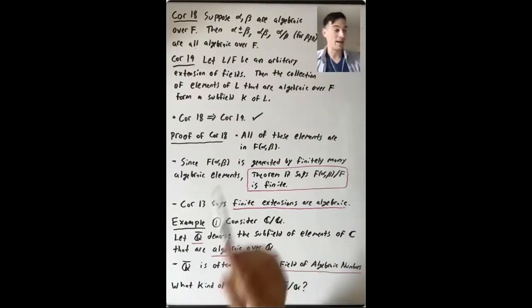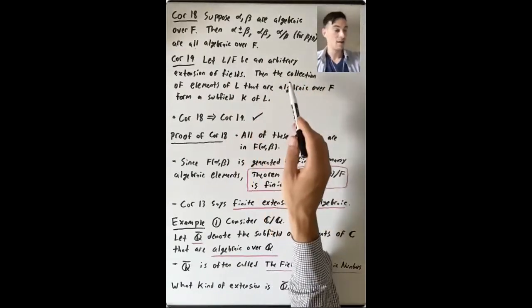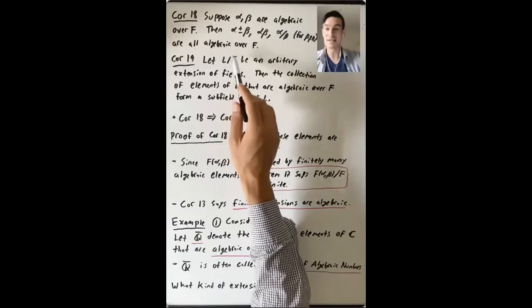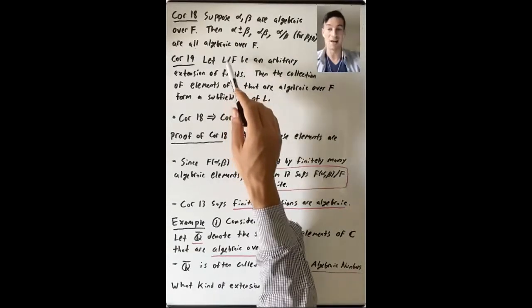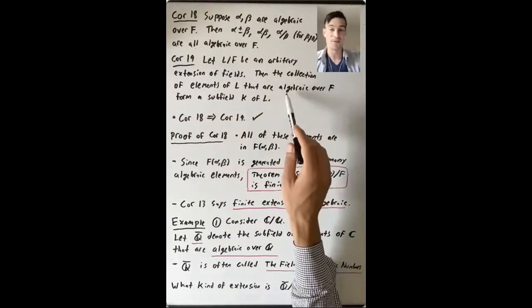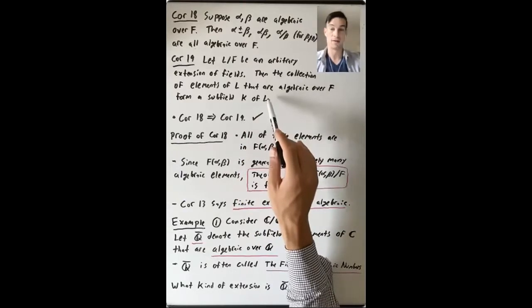A next corollary is if L over F is an arbitrary extension of fields, maybe this isn't an algebraic extension, but you can take the collection of all the elements in L that are algebraic over F, and they form a subfield K of L.